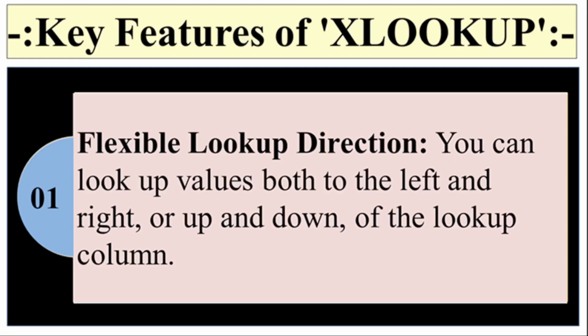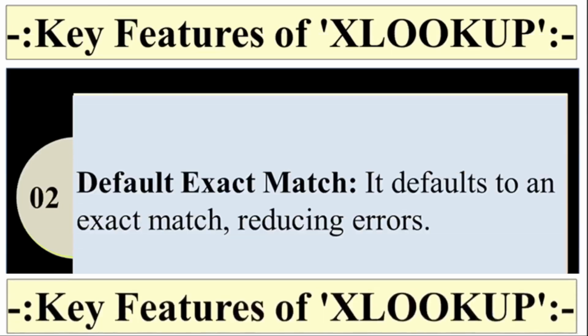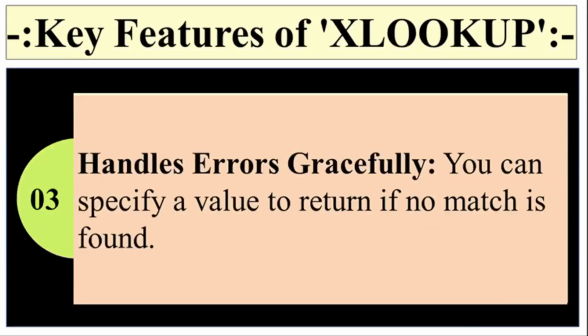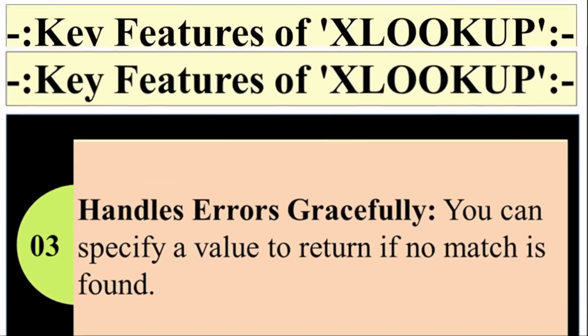Feature number 1, Flexible Lookup Direction. You can look up values both to the left and right, or up and down, of the lookup column. Feature number 2, Default Exact Match. It defaults to an exact match, reducing errors. Feature number 3, Handles errors gracefully. You can specify a value to return if no match is found.